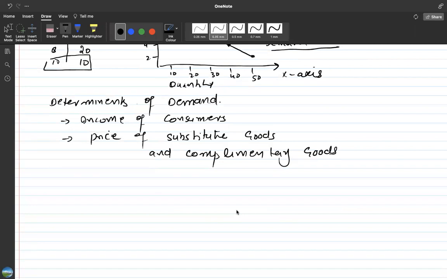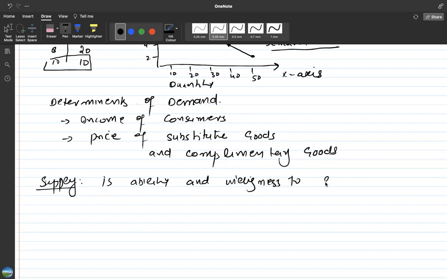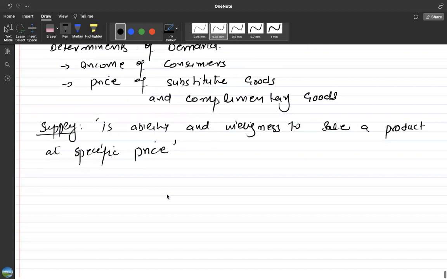Let's talk about the supply. Supply is ability and willingness to sell a product at a specific price. The ability and willingness to sell a product at a specific price.